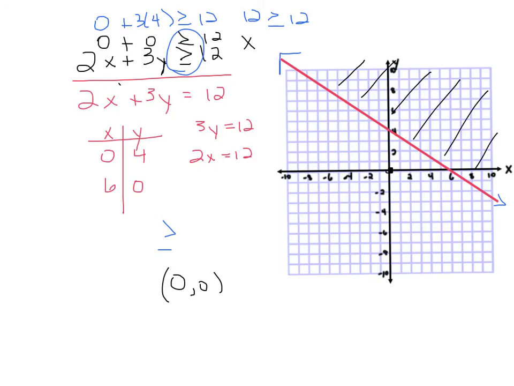One last point. There's only one time that you can't use (0, 0) as a test point, and that one time is if the line goes through (0, 0). If the line goes through (0, 0), you have to pick a point that's not on the line. Otherwise, you can always pick (0, 0).